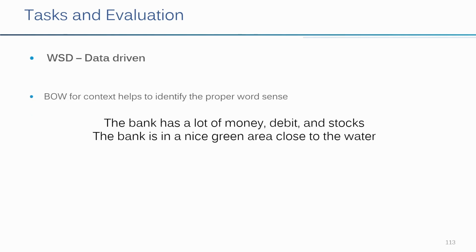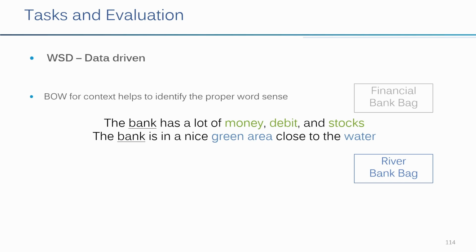Imagine that we have two sentences. The bank has a lot of money, debt, and stocks. The bank is in a nice green area close to water. How would they do this using a bag of words context approach? If the word that you're trying to disambiguate appears with some other keywords, you have the tag for that ambiguous word, in this case, bank. So in the first example, we were talking about a financial bag of words: money, debt, and stocks. And in the second one, we were talking about a river bank bag.